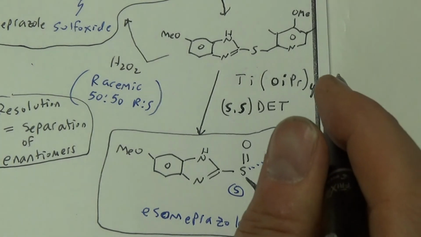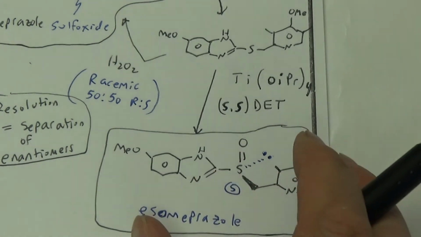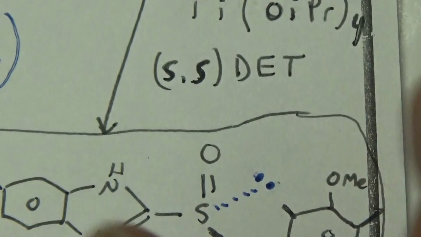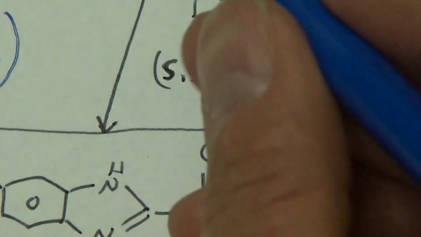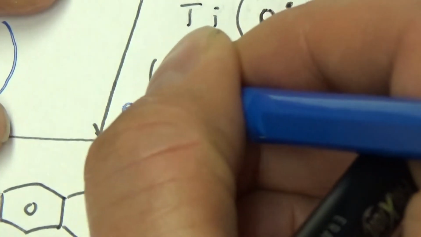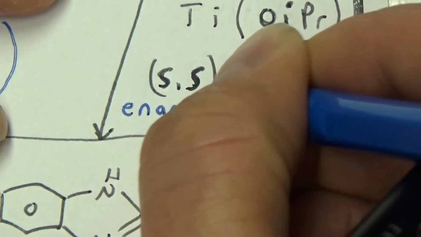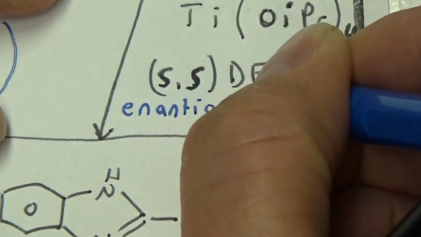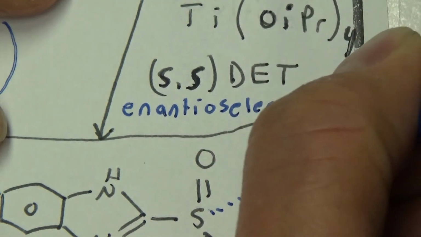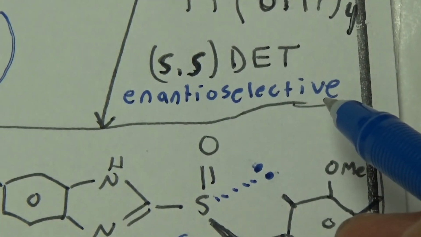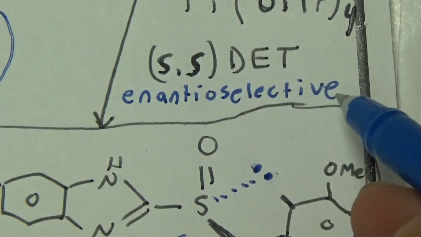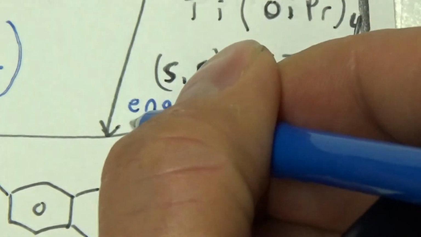Let me just write the name of this concept. I'll zoom in there. The name of this concept of making single enantiomers is called enantioselective chemistry. Enantioselective because we're selectively creating one enantiomer. Enantioselective means making a single enantiomer. Now, we're going to specifically call this an enantioselective oxidation because it is an oxidation, right?